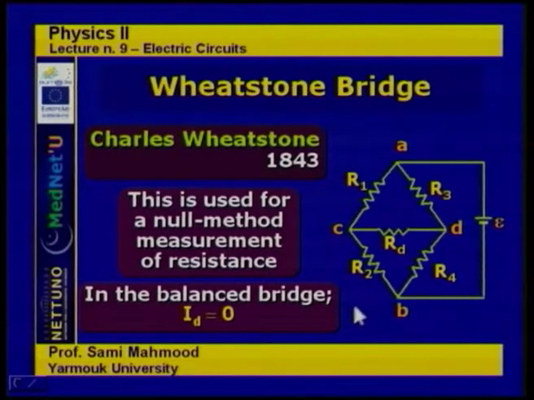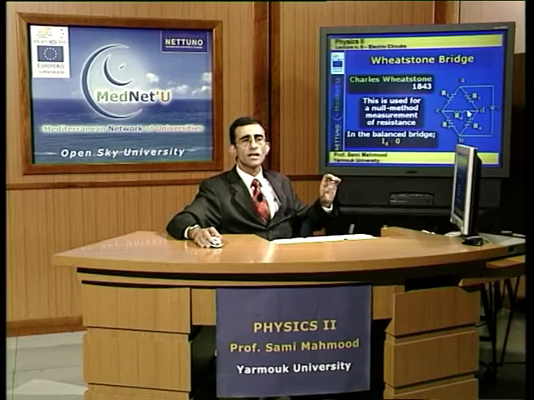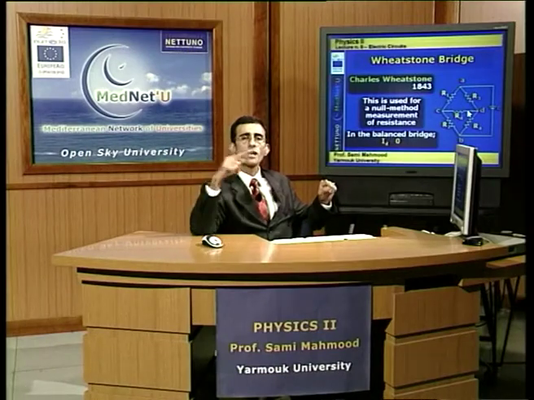Thus, as we mentioned, in this case where we have the null or zero current, I sub D is equal to 0 in the resistor RD. In this case, we say that the bridge is balanced. We have a balanced Wheatstone bridge. Balanced meaning there is no current flowing between the two branches, R1, R2, and the branch R3, R4. There is no current, and this is a balanced bridge.